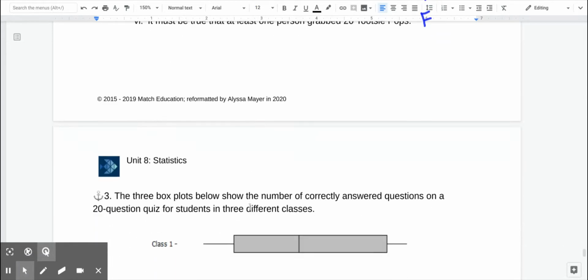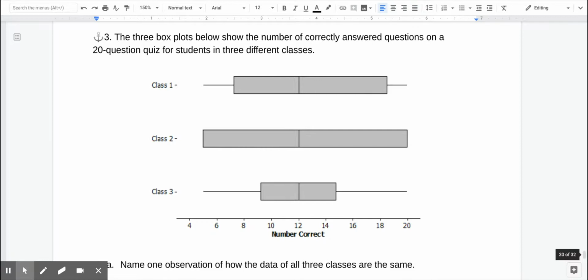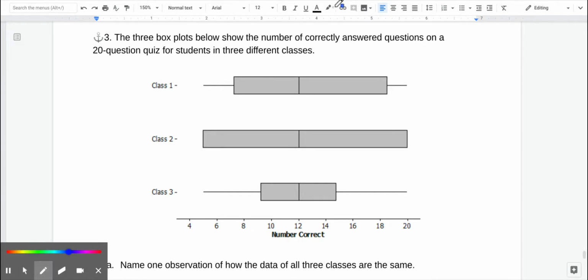All right, moving on down. Here we have some box plots for a class. And the first thing I'm going to do is I'm going to mark some data points on here. So I can see that the median point in all of these classes is 12. And it looks like the minimum on all of these classes was 5. And the maximum was 20. There we go. That'll help me take a look at some of this data.